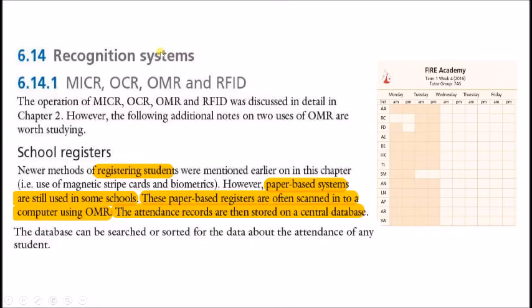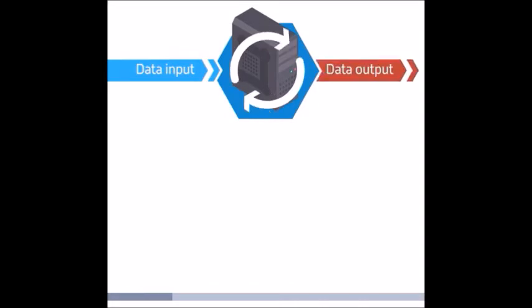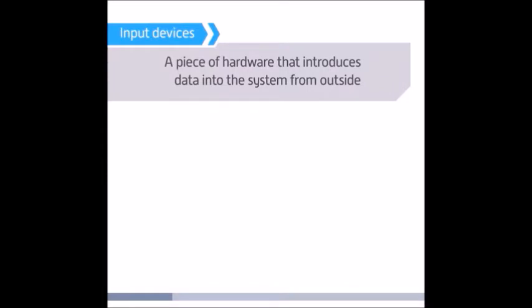Recognition systems. A computer is any electronic device that can receive data from input devices, perform some sort of process on that data, and then output the result. An input device is a piece of hardware that introduces data into the system from the outside world.